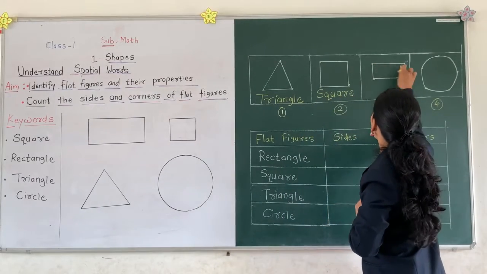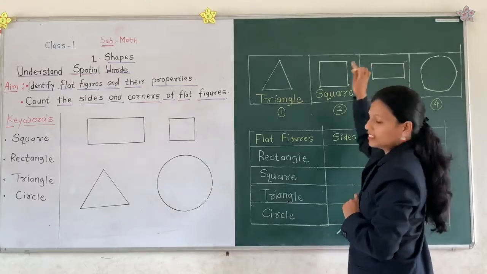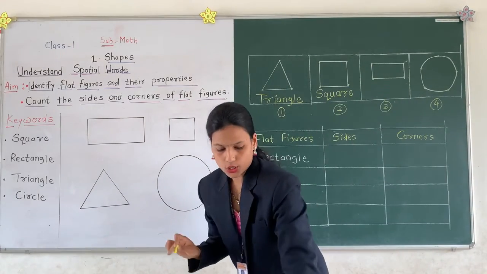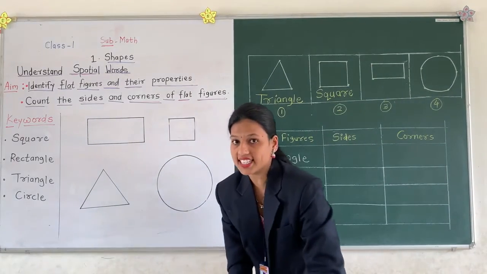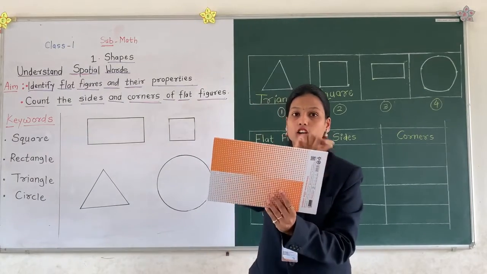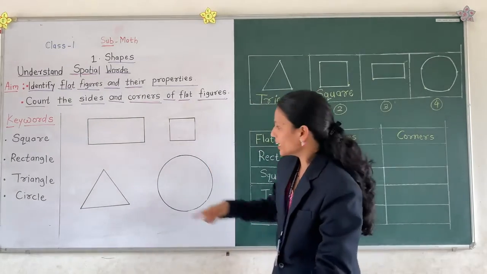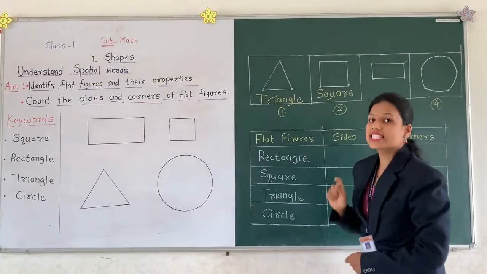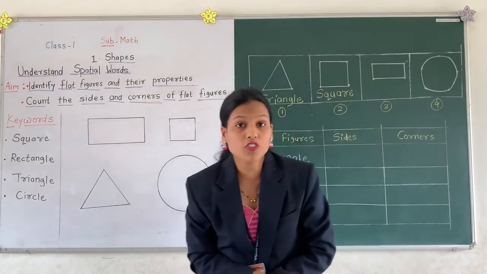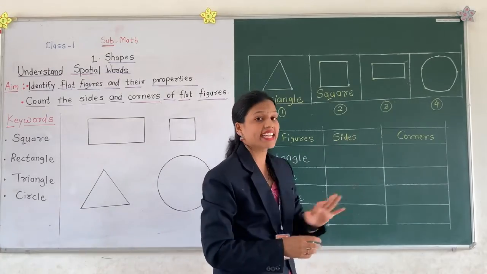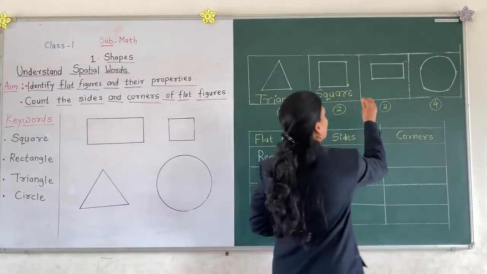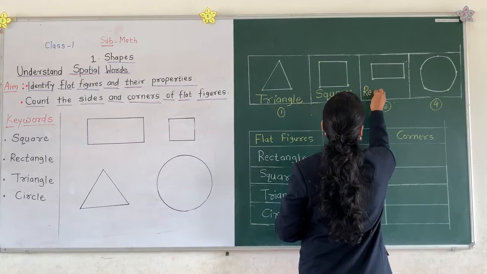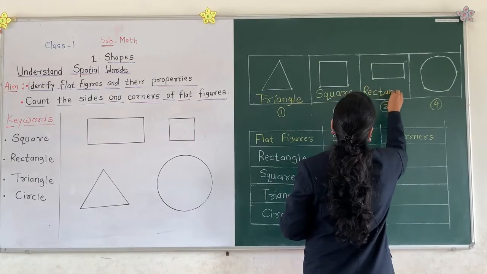Okay. The third one. Again, we have 4 lines. When you trace the outline of your duster or register, you will get a shape like this. Correct? This and this shape are the same. So what is the name of this shape? Rectangle. Repeat after me, students. What is the name of the shape? Rectangle.